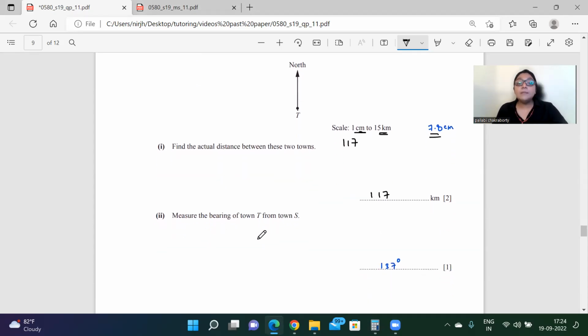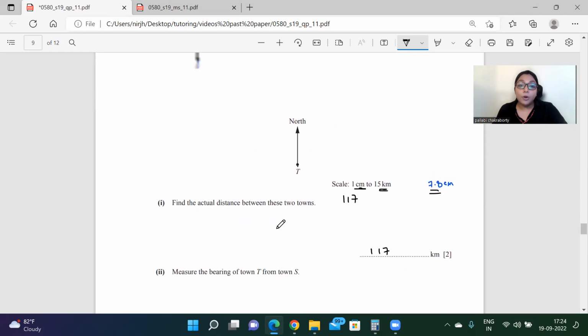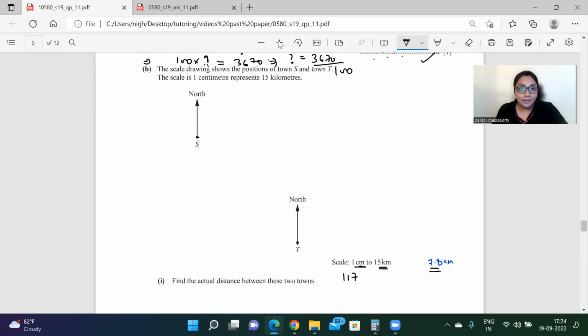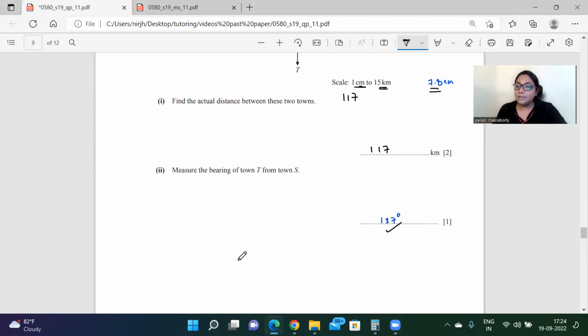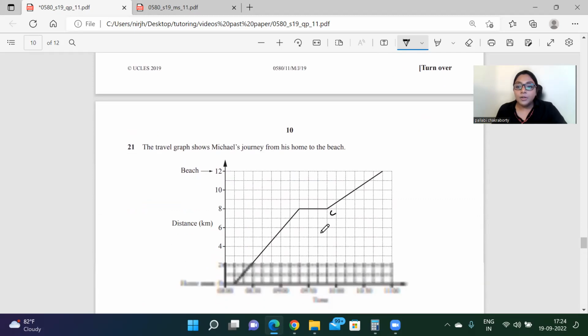Moving on, measuring the bearing of town T from town S. So again, to measure the bearing, what do you do? Make a straight line. From the north, measure this angle. When you put your protractor and measure this angle, the value which you get is 137 degrees. And that is what you have to mention over here. Moving on to the next question.